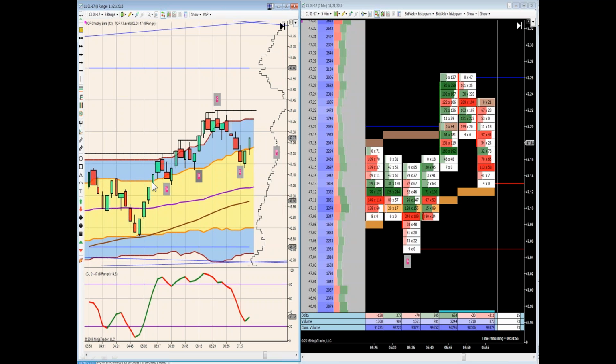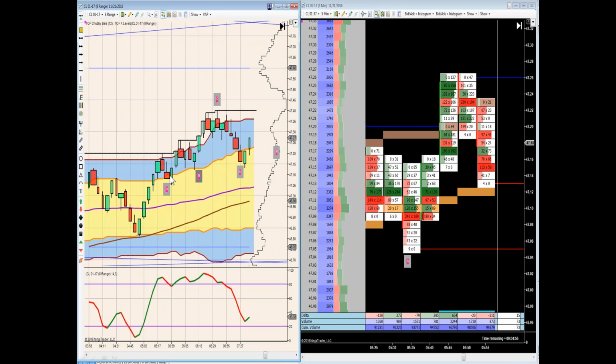Now, what will happen is eventually it will likely break out of the range and likely start moving in a direction. That's what we hope for. Either way, it doesn't matter. We can trade in a sideways market. We can trade in a trending market.